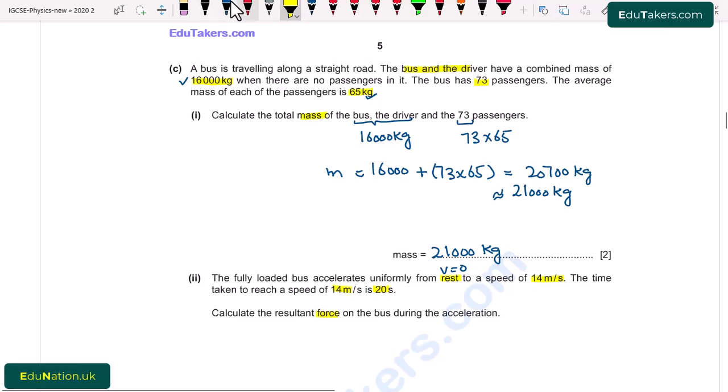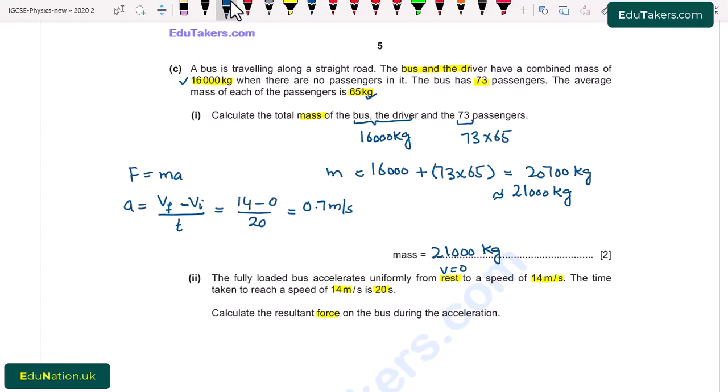Here we have to calculate the resultant force. We know that F is equal to ma, that is from Newton's second law of motion. Here we don't know the value of acceleration, so first of all we have to calculate it. We know that acceleration is equal to change in velocity per time. So I write here final velocity minus initial velocity divided by time. We get 14 minus initial velocity, which is 0 because the bus starts from rest, and time is given as 20 seconds. So the acceleration comes to be 0.7 meter per second square.